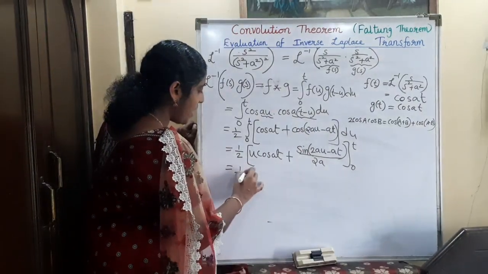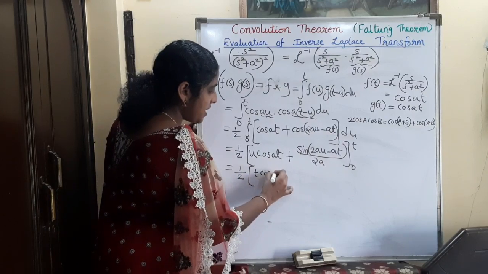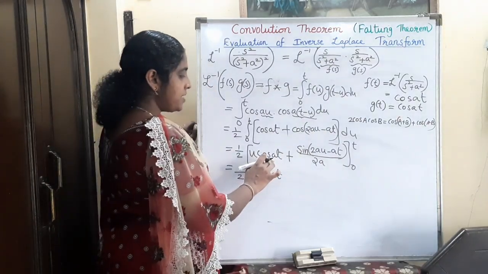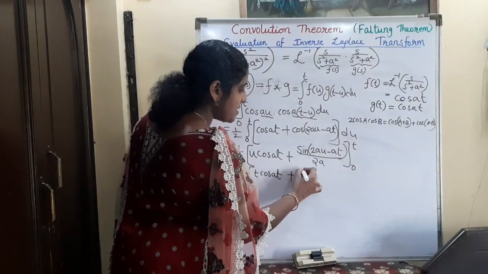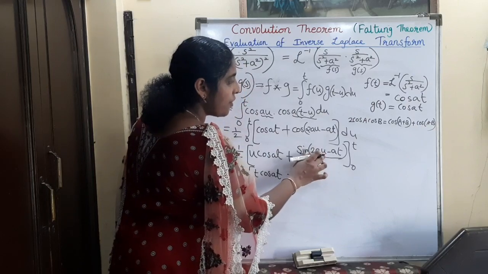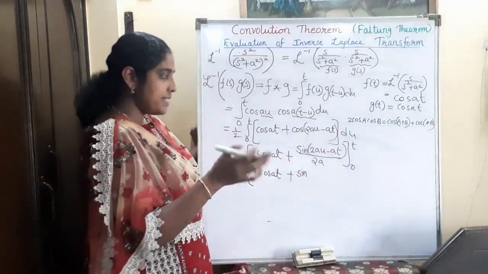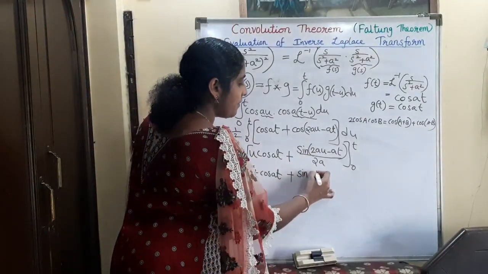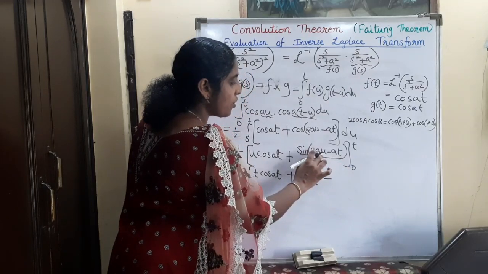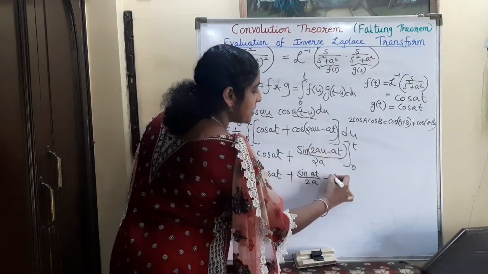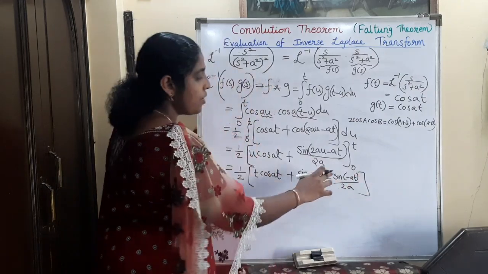So we are getting 1 by 2 into, on applying the upper limit, t cos 2at, minus the lower limit, where u becomes 0 and that term will cancel. Plus here, when we apply the upper limit, sine of 2at minus 2at, that is sine 2at minus 2at, divided by 2a, minus, when applying the lower limit, u becomes 0, therefore sine of minus 2at divided by 2a. So sine of minus theta.